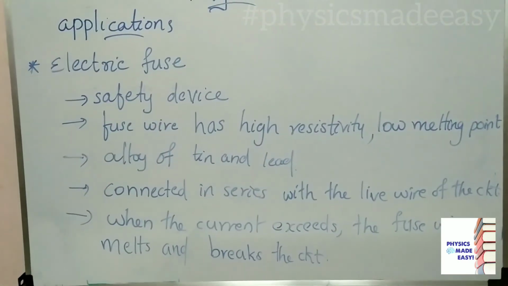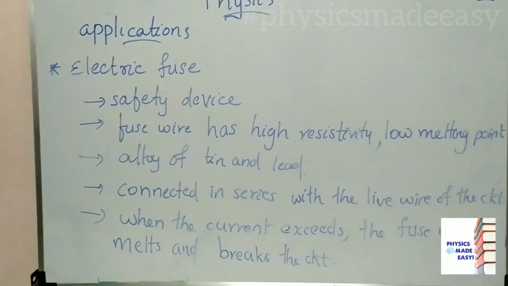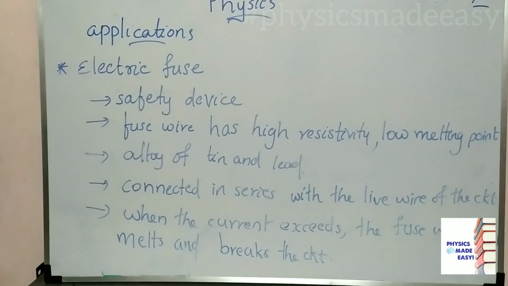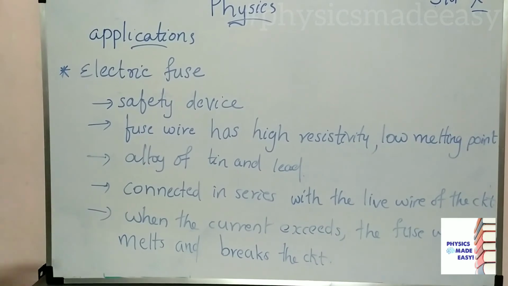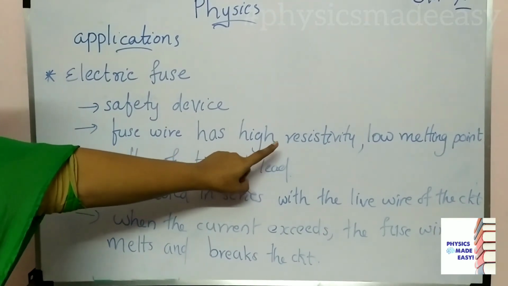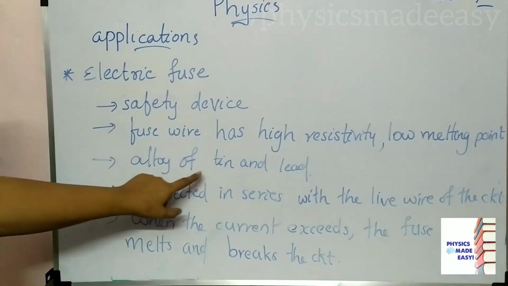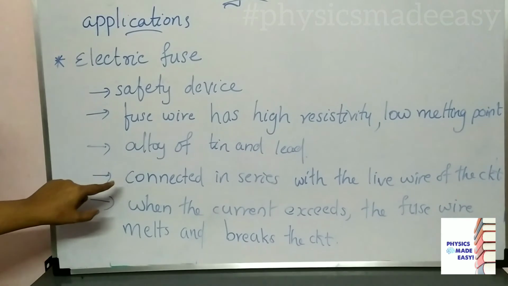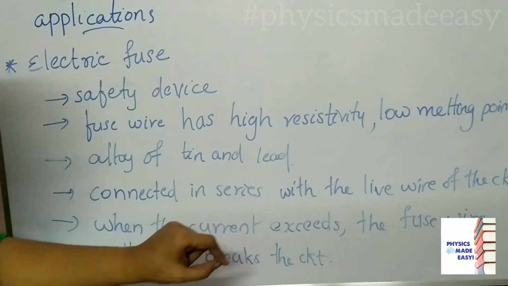Electric fuse, this is a safety device that we are using to protect our electrical appliances if a huge amount of current is passing through that. This fuse wire has high resistivity and low melting point. This is made up of an alloy of tin and lead. Then how to connect this? We have to connect this fuse wire in series with the live wire of the circuit.